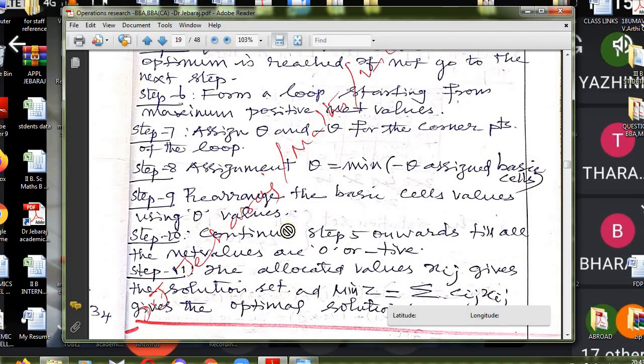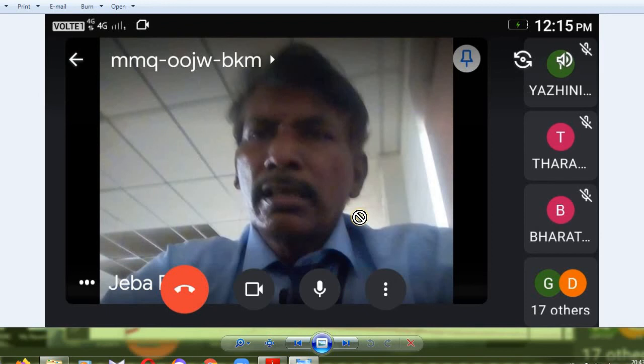For that, again you have to find out fixed cost, net values, and all those things till all net values are 0 or negative. If so, the problem is over. Xij gives you the solution set, and minimum z would be summation of Cij into Xij. That means summation of product of cost by the corresponding variable Xij. That will give us the solution. This method we call Modi's method, and I will do it inside the class or online during my teaching.